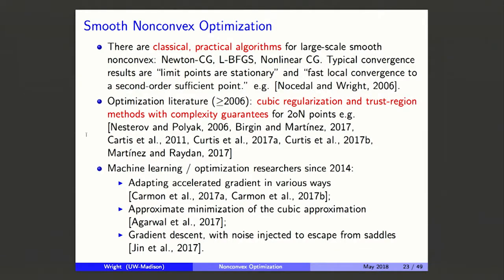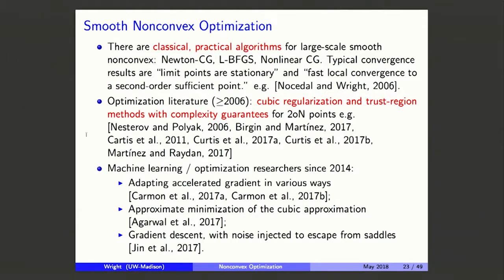Of course this is a canonical problem in optimization that's been floating around forever in the optimization literature, and there are a bunch of classical algorithms for solving these: Newton conjugate gradient, which is what I'm going to talk about, quasi-Newton methods and limited memory quasi-Newton methods, nonlinear conjugate gradient, and so on. The traditional analysis said that accumulation points are stationary points, and that if you get close enough to a second order sufficient point, where the Hessian is positive definite, you can get fast local convergence if you're using the right algorithm. There's a summary of these in this textbook.